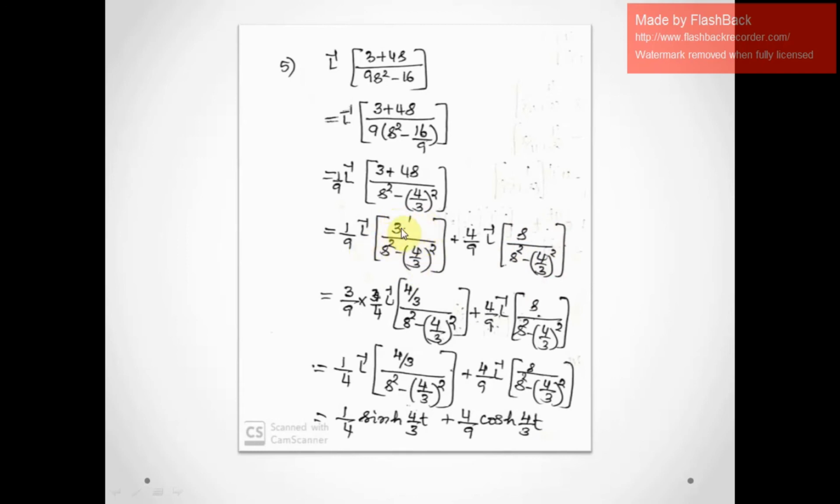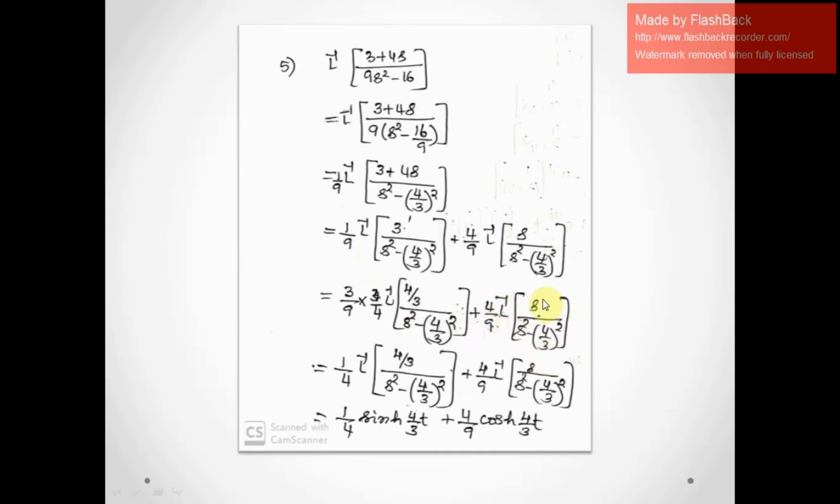Remove this 3. I have to move the 3 outside. 3 by 9. We'll put a 4 by 3 here to balance this 4 by 3 and multiply by 3 by 4. So that 4, 4 and 3, 3 would have got cancelled and 3 would have been in its original place. Since for 4 by 3, I have balanced it with 3 by 4 here. Now this is of the form, this is my a. a by s square minus a square.